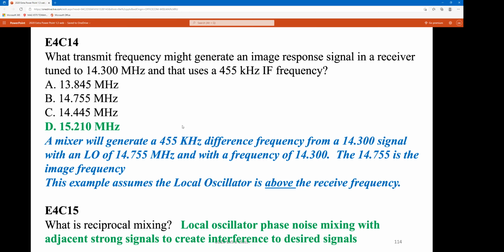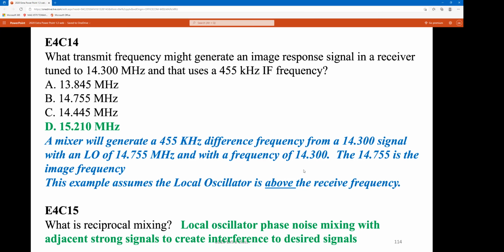So I guess the will generate. Yeah, there was a formula from earlier on that I had written down. The image response signal is equal to the tuned frequency plus or minus 2 times the intermediate frequency, and it seems to be very similar to this setup, but I'm a little lost as to how. So, let's keep going. All right.